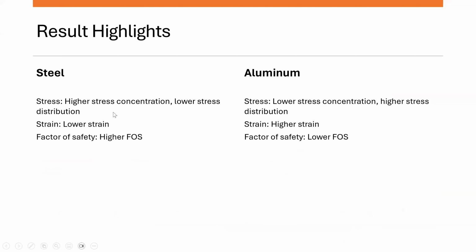So based on the results, steel had higher stress concentration where the load was applied, however, lower stress distribution. Aluminum had lower stress concentration while higher stress distribution. With respect to strain, steel had lower strain while aluminum had higher strain. With respect to factor of safety, steel had higher factor of safety while aluminum had lower factor of safety.